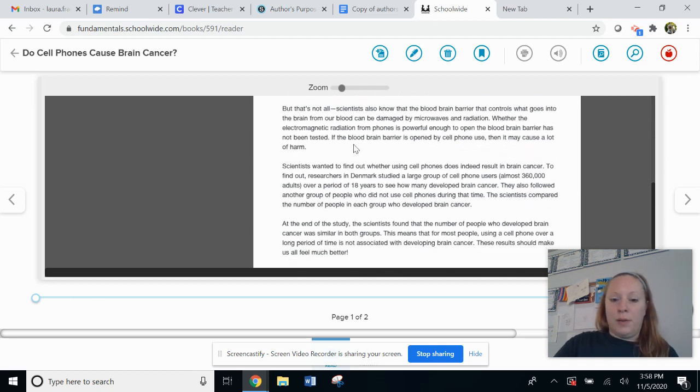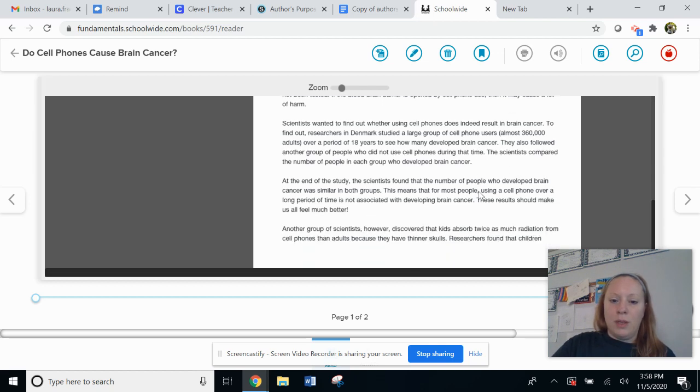Where else do we talk about how cell phones could cause cancer? Scientists wanted to find out whether using cell phones does indeed result in brain cancer. To find out, researchers in Denmark studied a large group of cell phone users over a period of 18 years to see how many developed brain cancer. They also followed another group of people who did not use cell phones during that time. The scientists compared the number in each group who developed brain cancer. In the study, the scientists found that the number of people who developed brain cancer was similar in both groups. This means that for both groups, using a cell phone over a long period of time is not associated with developing brain cancer. These results should make us feel much better.